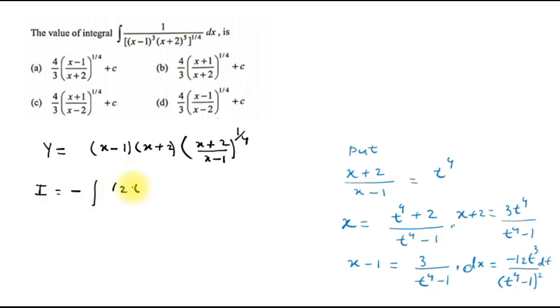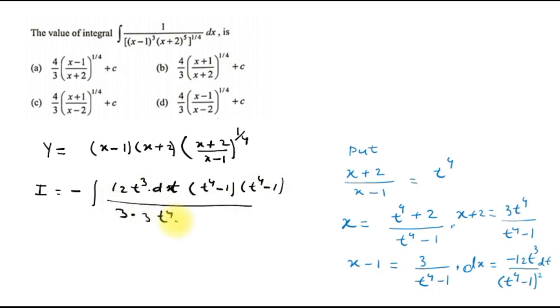dt. See here, this step is very important: dt into t to the power 4 minus 1, again t to the power 4 minus 1 divided by 3 into 3 t to the power 4 into t, this is t, not t to the power 4, and t to the power 4 minus 1 whole squared. Here we put the value of x minus 1, x plus 2 and the value of dx in this expression, and we get the integration like this.